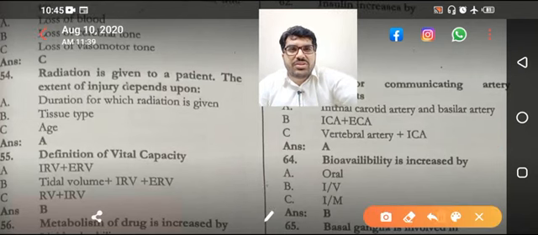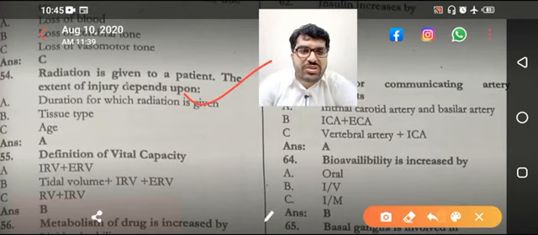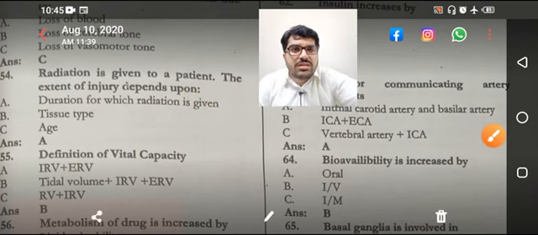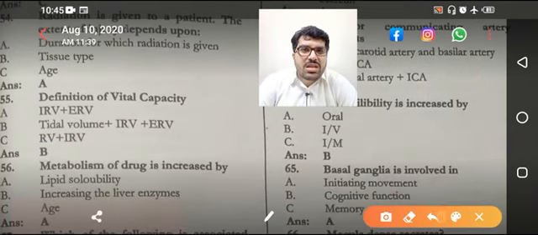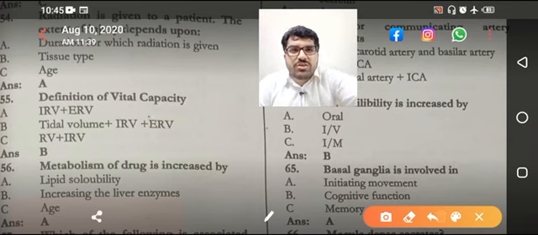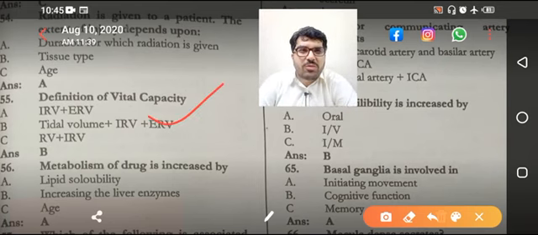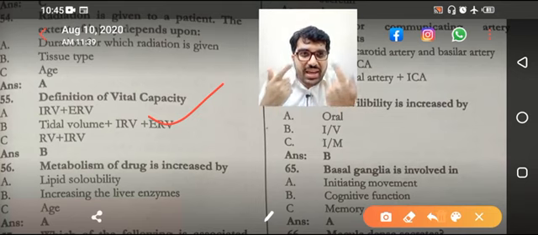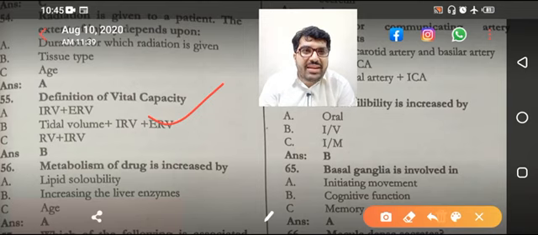Radiation given to the patient depends upon the duration for which radiation is given. Definition of vital capacity: that is tidal volume plus inspiratory reserve volume plus expiratory reserve volume. Well, there is another MCQ that is coming to my mind. A patient inhales maximally and then exhales.